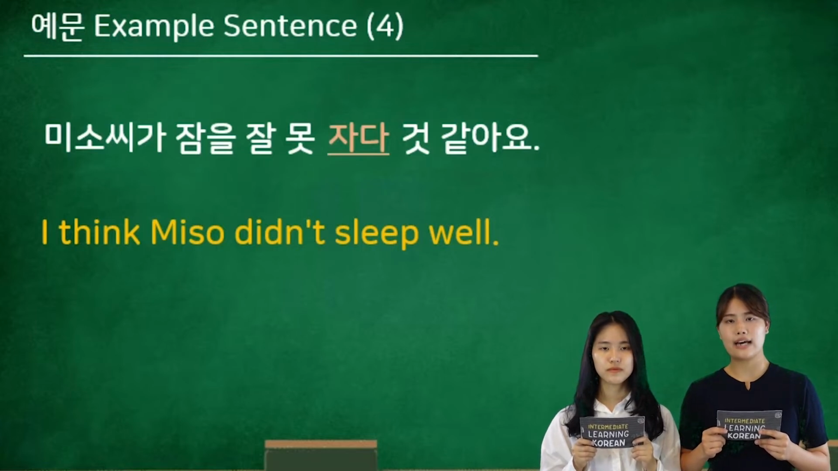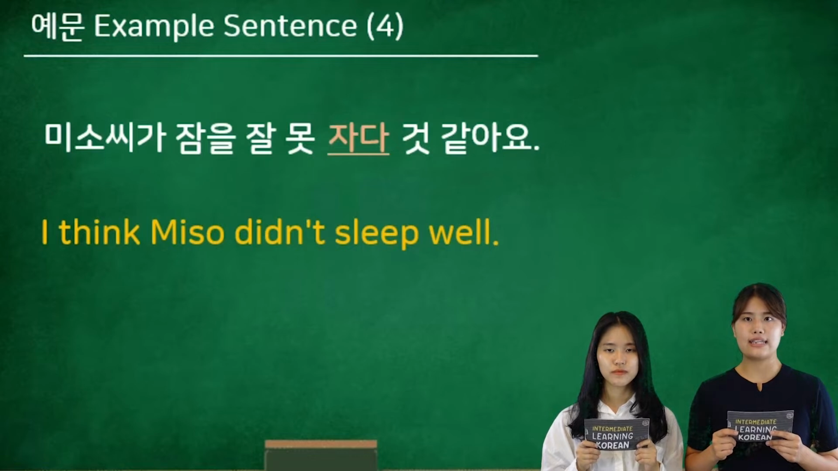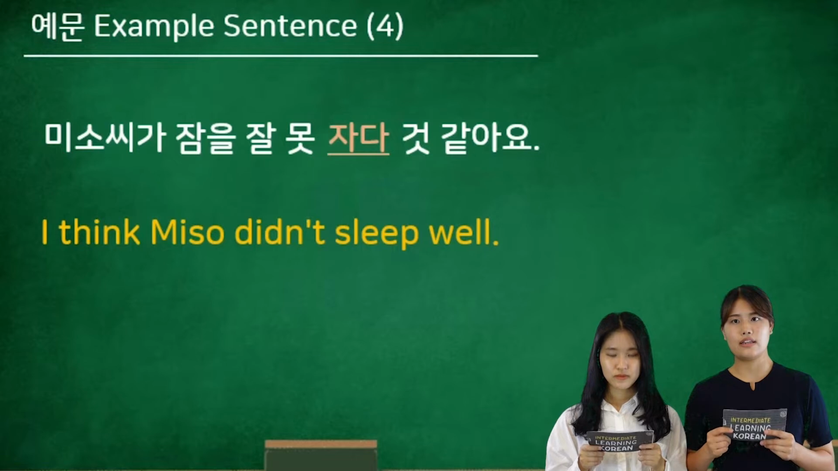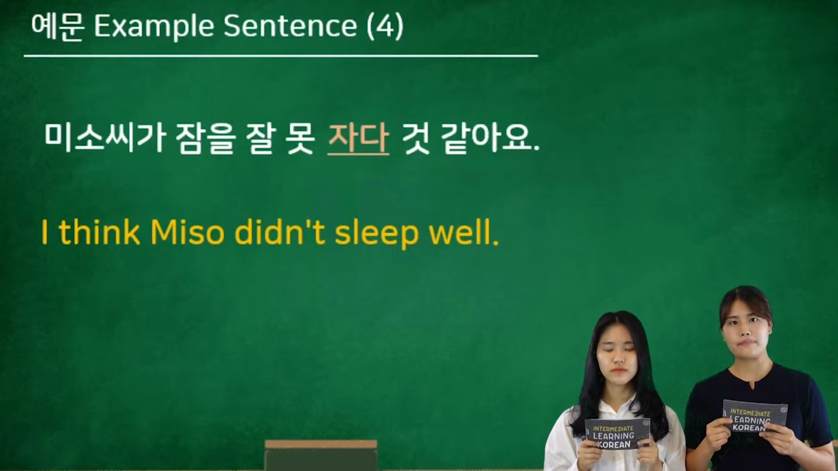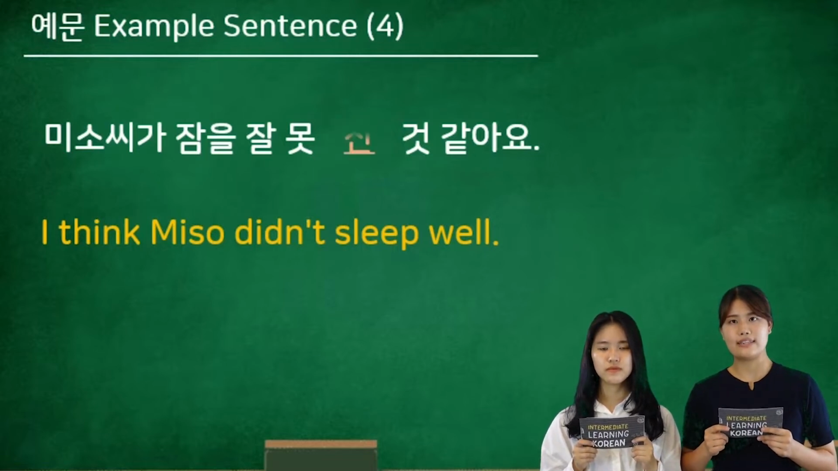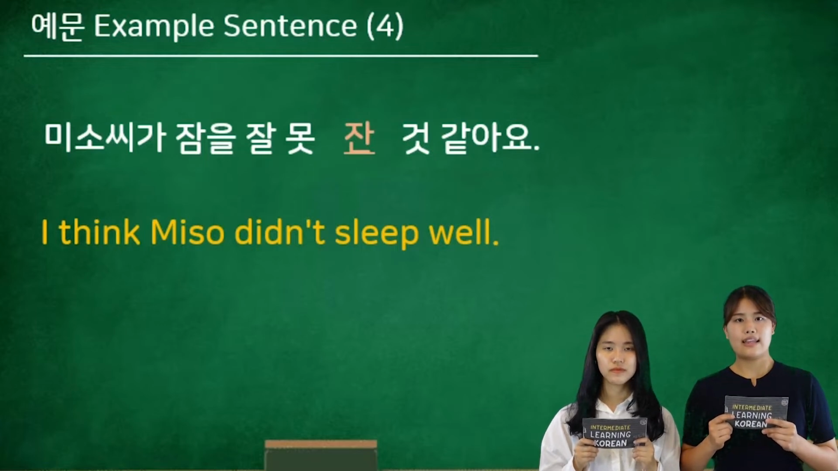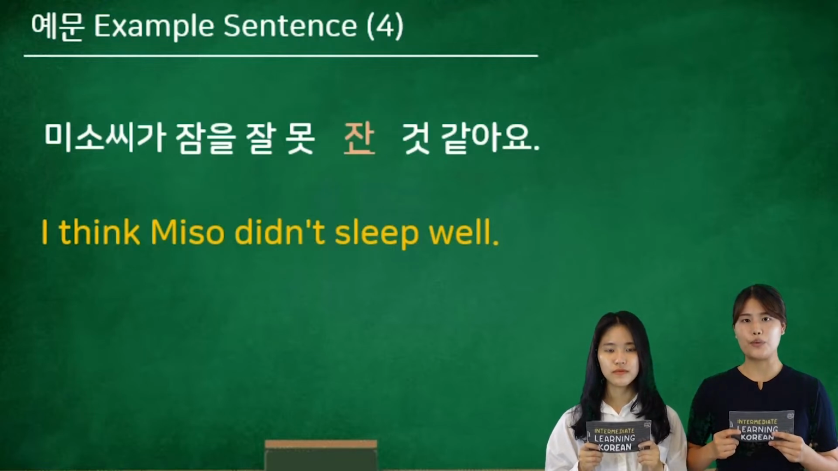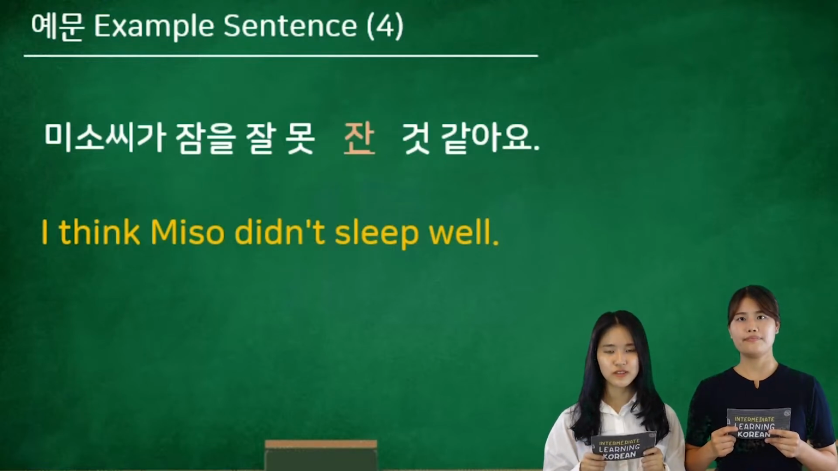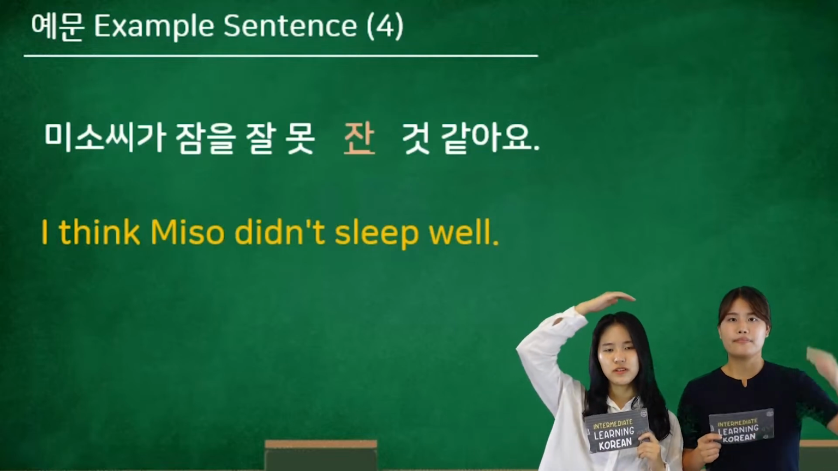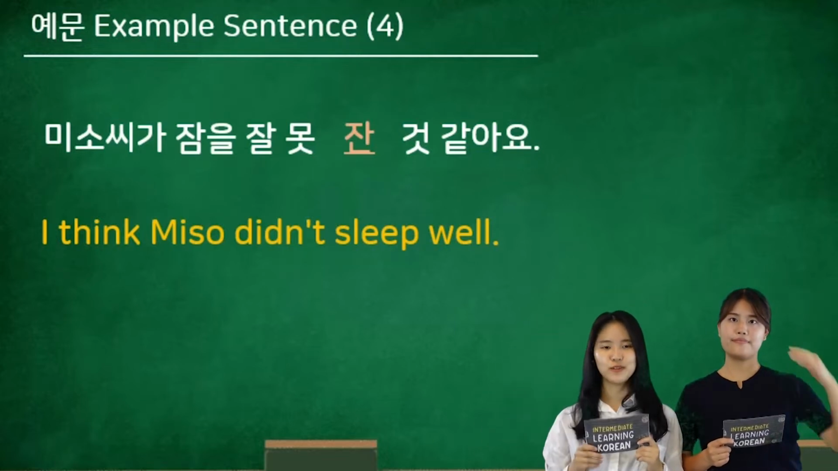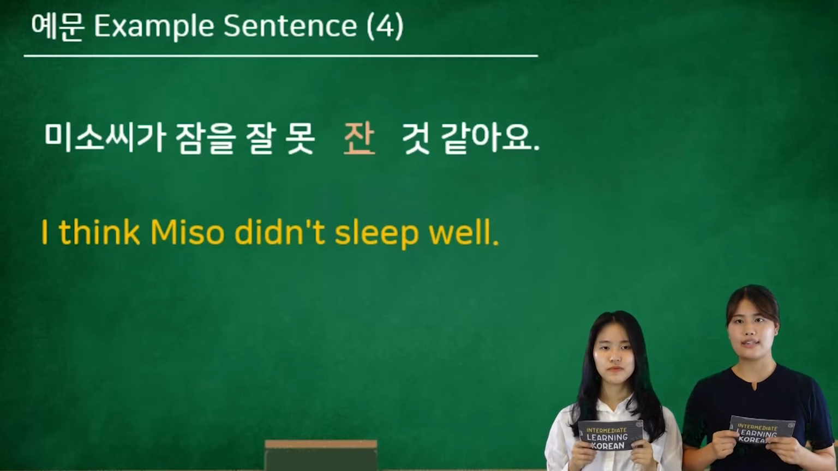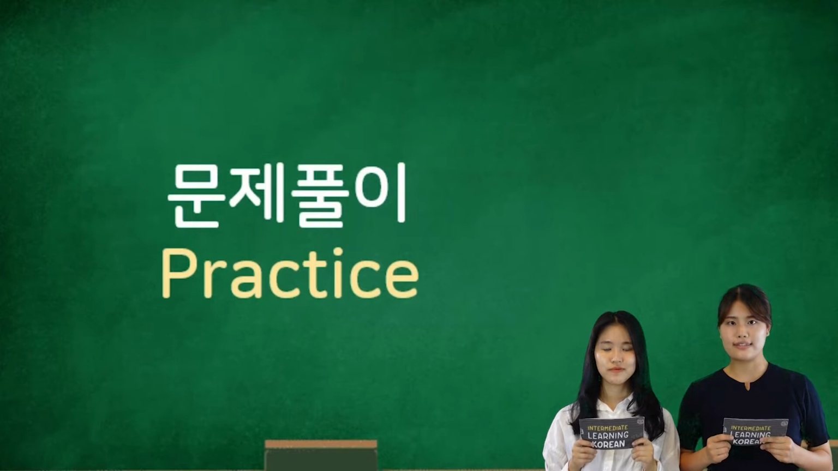If you remove 다 from the verb 자다 in this sentence, can you see that there is no final consonant in the stem of the verb? Then we can use 니은 것 같다. Then it becomes 미소 씨가 잠을 잘 못 잔 것 같아요. Yes, do you understand? If you understand, please make a circle over your head. Yes, thank you. Then we will take time to practice the grammar we just learned.